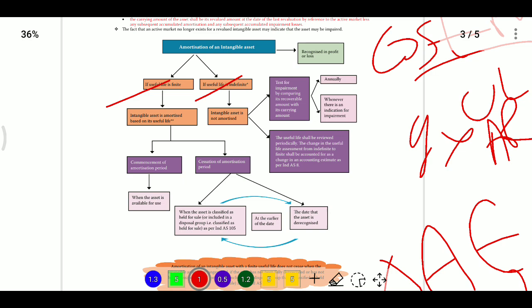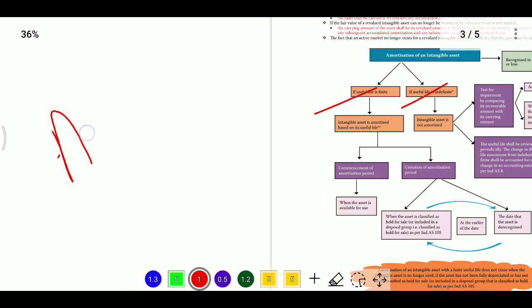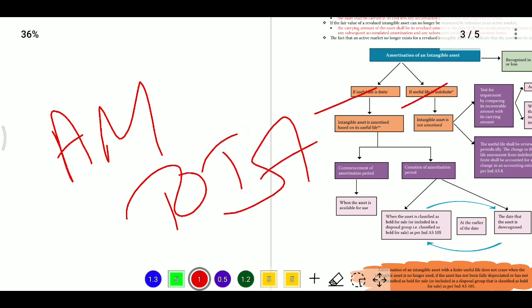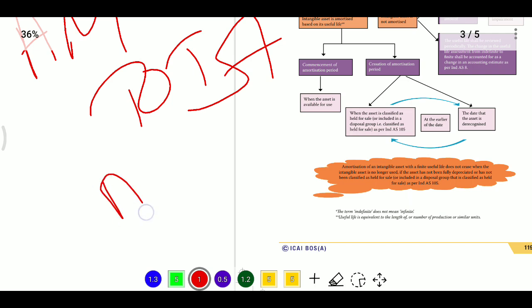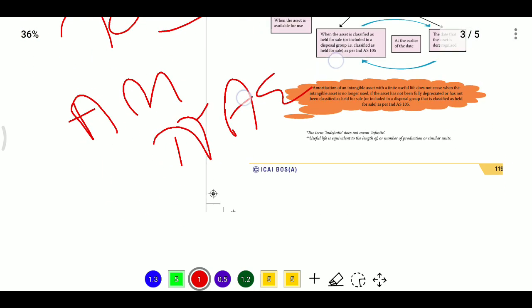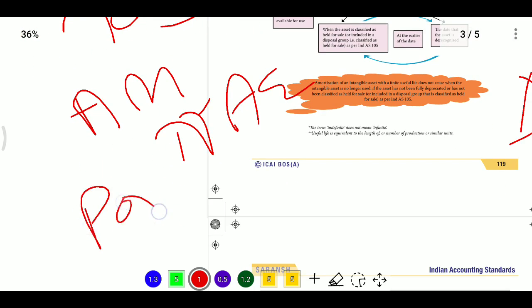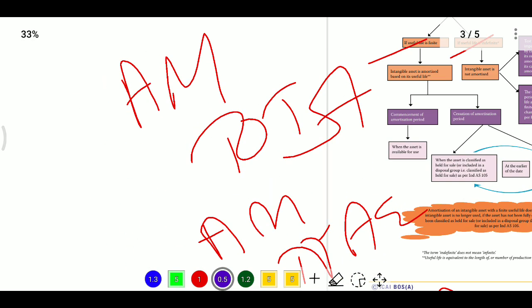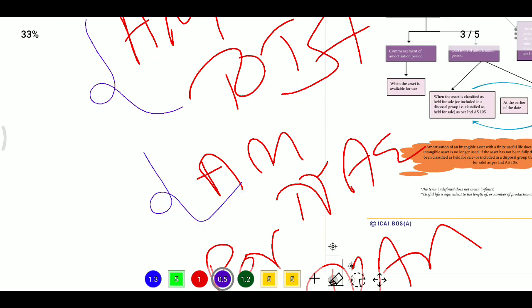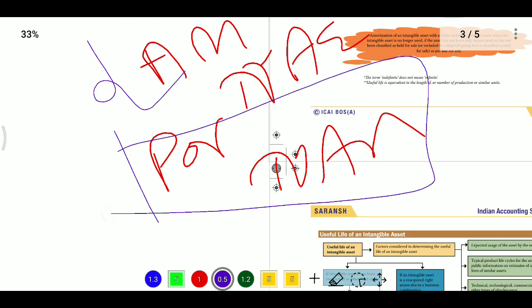Accounting for amortization of an intangible asset: each year we need to provide amortization. The amortization account is debited, and the intangible asset, or accumulated amortization, is credited. You may use this entry, and lastly we need to transfer it to the profit and loss account as amortization.